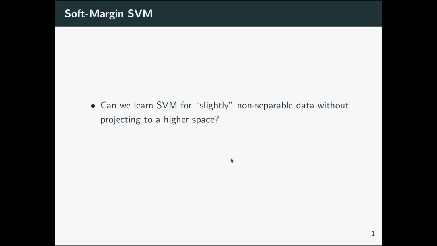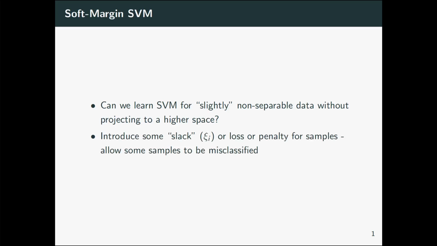The idea is that we can still use the linear SVM without projecting to a higher space, and the simple way to do this is to allow some slack. The literal meaning of slack is to give you some amount of freedom, so you don't need to be very stringent on the set of conditions. So we add some slack psi of i for the ith example, or add some amount of loss, or some amount of penalty, for each misclassification.